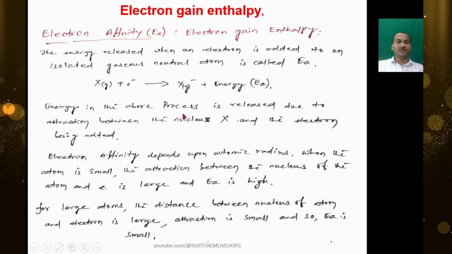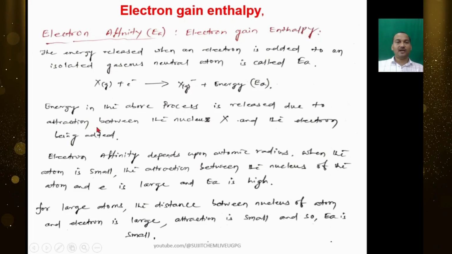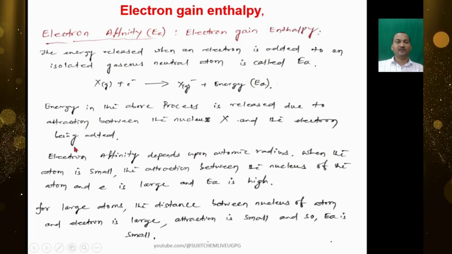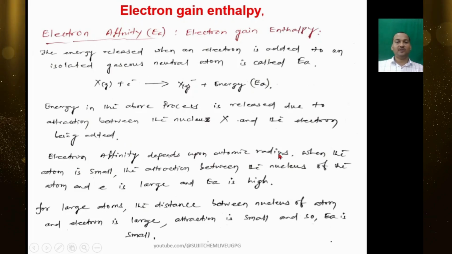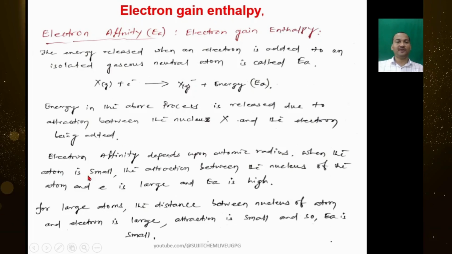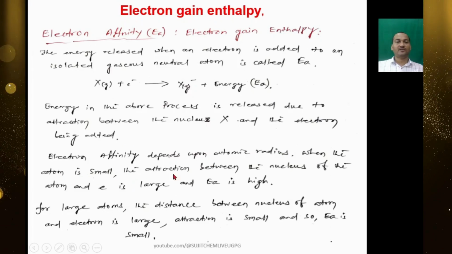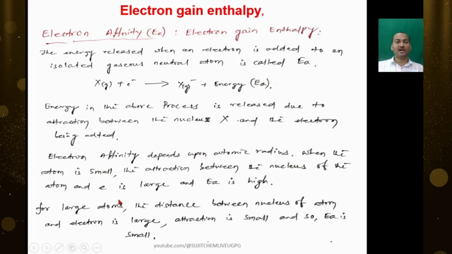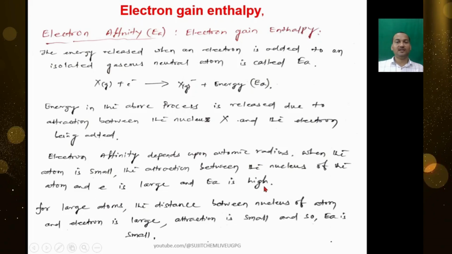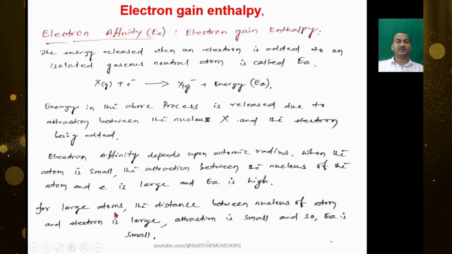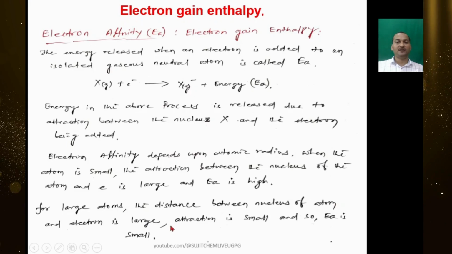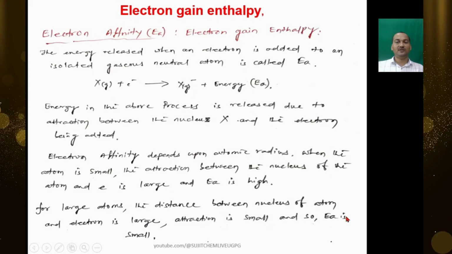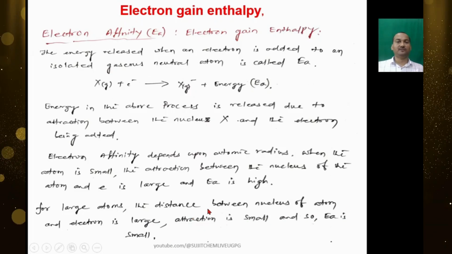The energy in the above process is released due to attraction between the nucleus and the electron being added. And electron affinity depends upon atomic radius. When the atom is small, the attraction between the nucleus of the atom and the electron is large and EA is high. For larger atoms, the distance between the nucleus of the atom and the electron is large, so the attraction is small, so electron affinity will be small.